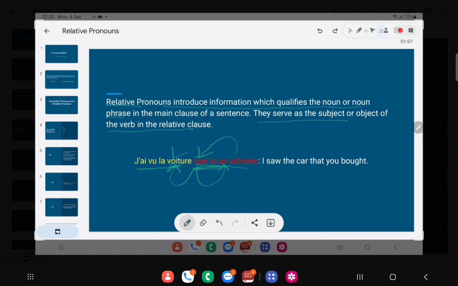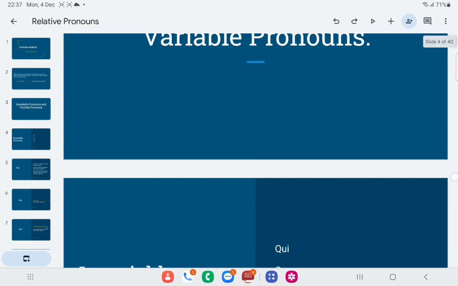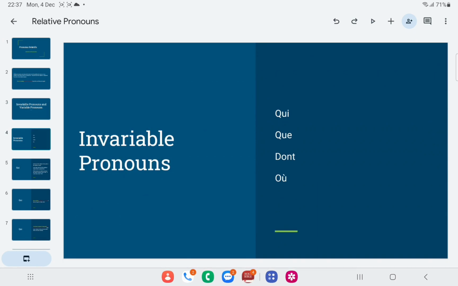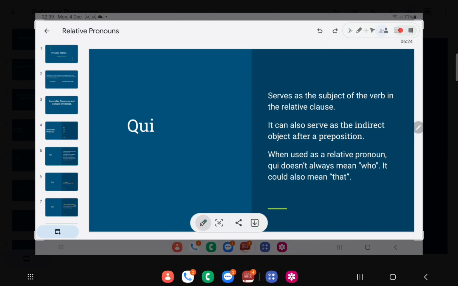Okay, right now we're going to be looking at the relative pronouns one after the other. There are two classes of relative pronouns. We have the invariable pronouns and the variable pronouns. So here are the invariable pronouns: qui, que, dont, where the n is silent, and then où. So now let's start with qui.